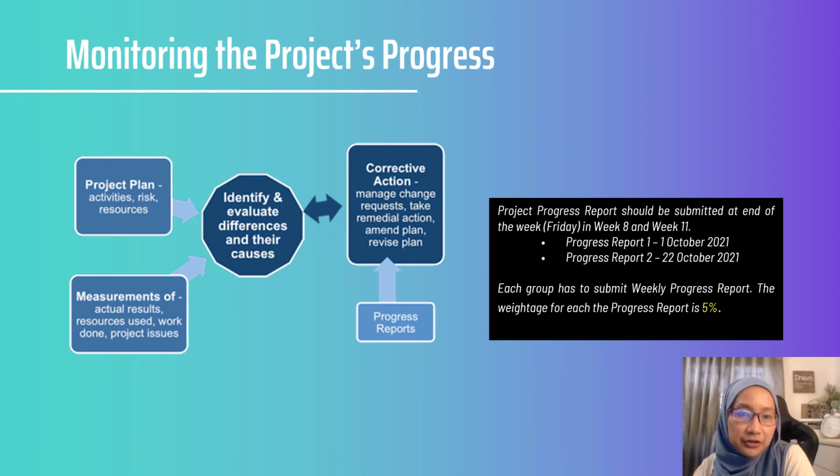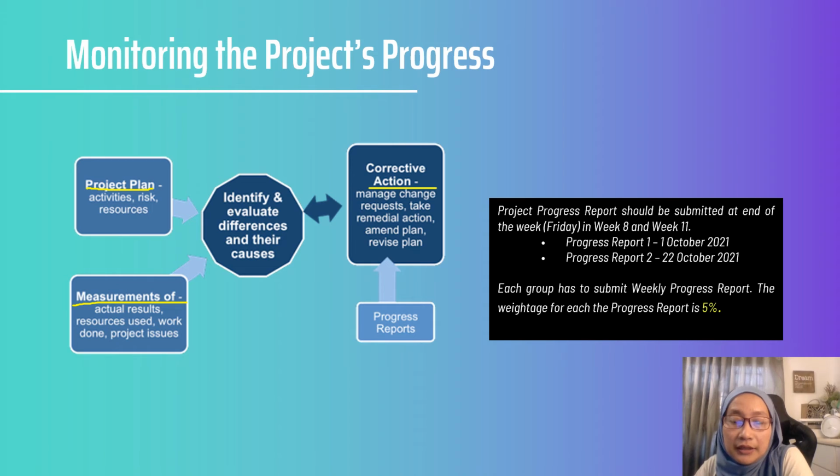Let's have a look at the details of what you have to report, where you have to write in your progress report. Basically you have to put the project plan, the corrective plan, and then the measurement: the actual result, resources used, work done, project issues, and any issues that you want to report. You don't have to worry about this one, as I have prepared a template for the progress report.